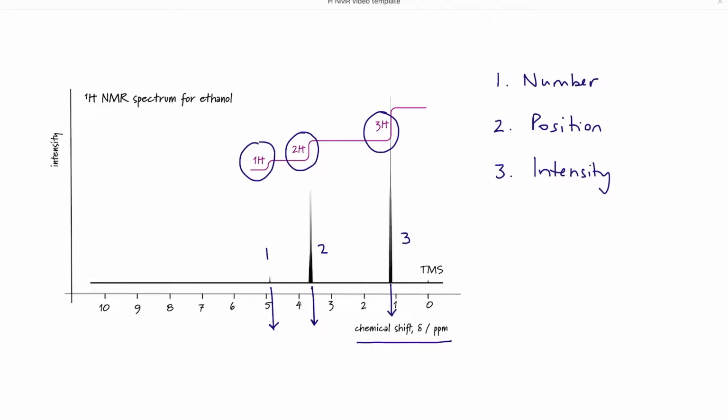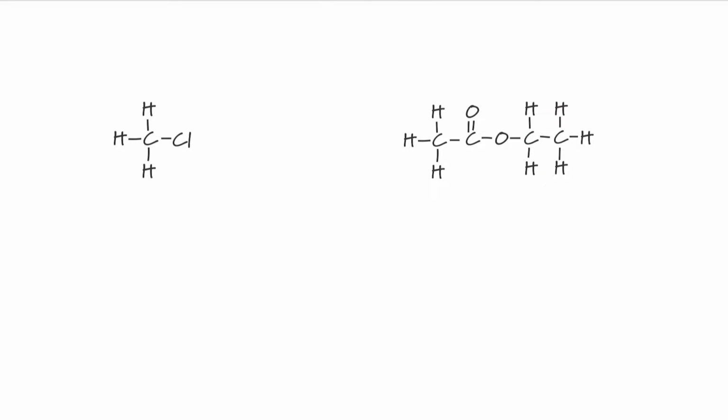And finally, we're interested in the appearance of each of our peaks or signals. And by appearance, this is what we're looking at, the fine detail. Are our peaks single, or does it look like they've been split in some way? And this last thing, appearance, is what I'm going to start by covering in the second of the videos on NMR spectroscopy. Let's start with number.